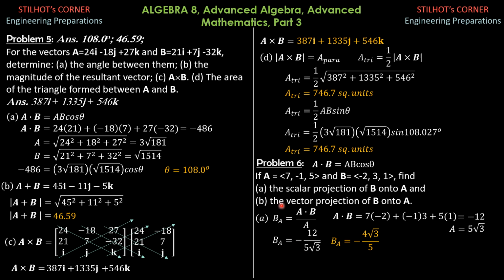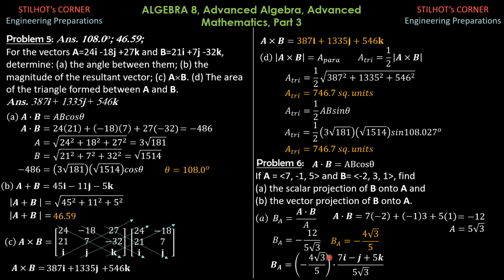Then for the vector projection of B onto A, all we have to do is multiply this magnitude with the unit vector of A, which is vector A divided by the magnitude of A. Since vector A is 7i minus j plus 5k, divided by its magnitude, which is 5 square root of 3. So B sub A as a vector is the magnitude of B sub A times the unit vector of A, 7i minus j plus 5k over 5 square root of 3. Since 7 times 4, cancel square root of 3, over 25 is negative 28 over 25 i.